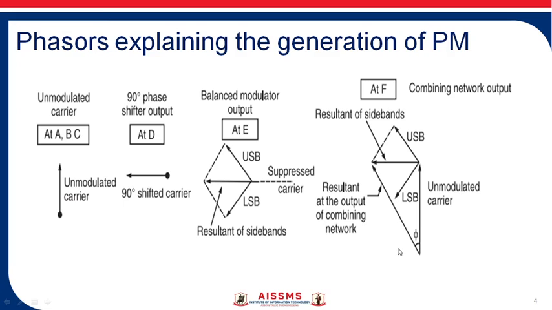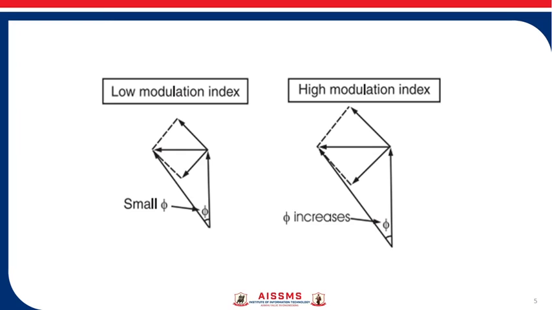So the signal you get at the output of the combining network is the phase modulated signal, meaning the unmodulated carrier gets phase shifted by phi degrees. The phase shift between the unmodulated carrier and the phase modulated signal depends on the modulation index. You can see over here that for a low modulation index the phase shift is small, and for a high modulation index the phase shift is high, or it increases. So this is all about the generation of the phase modulated signal.